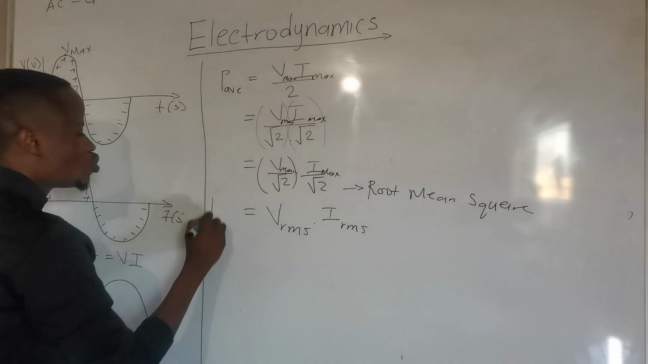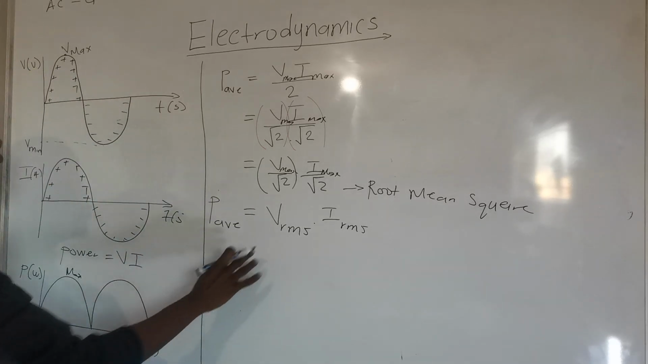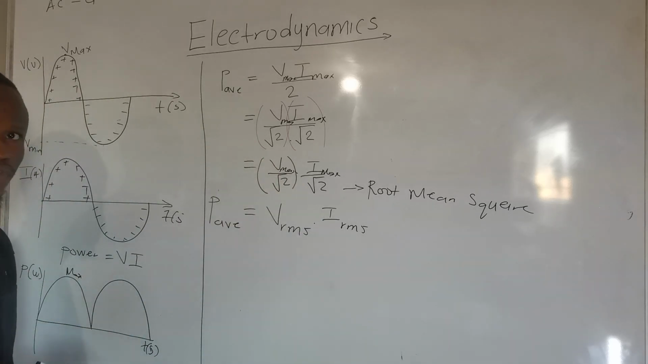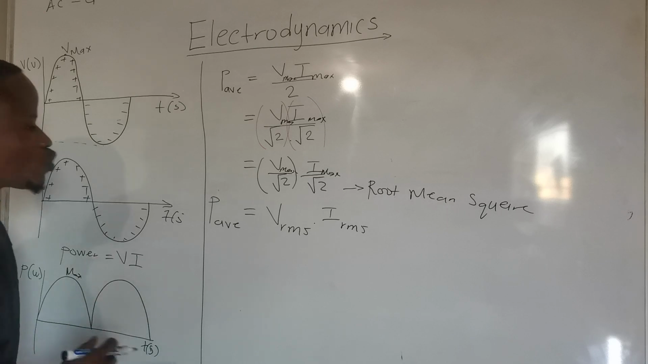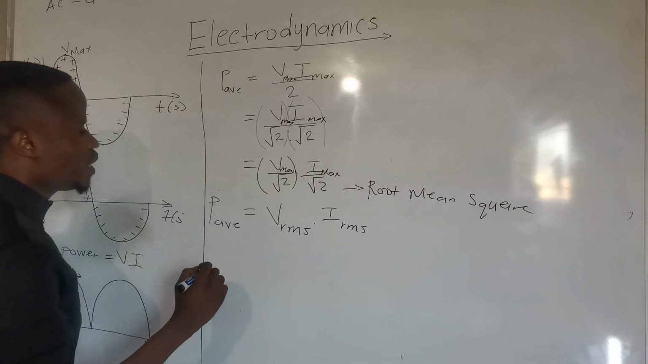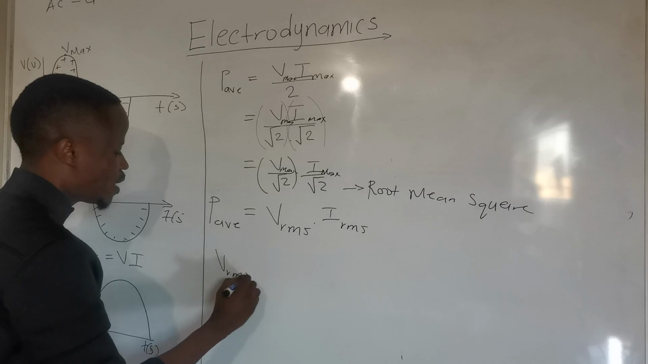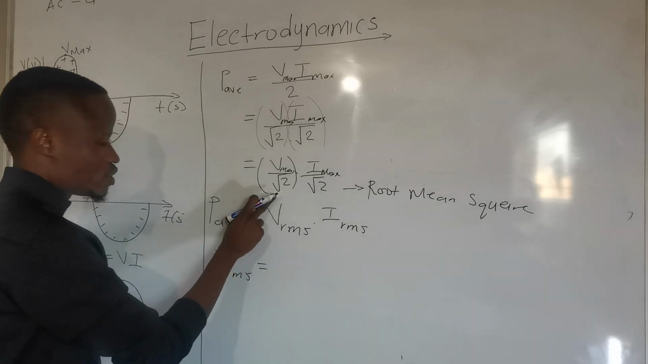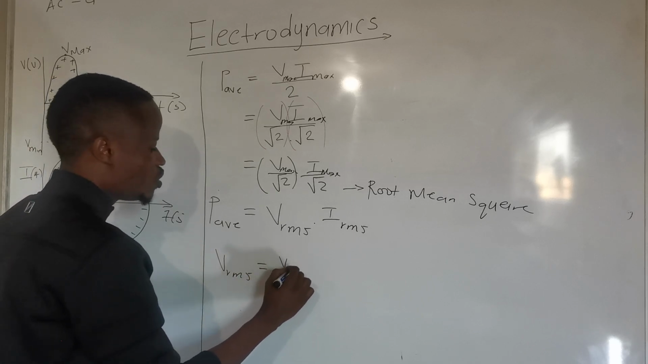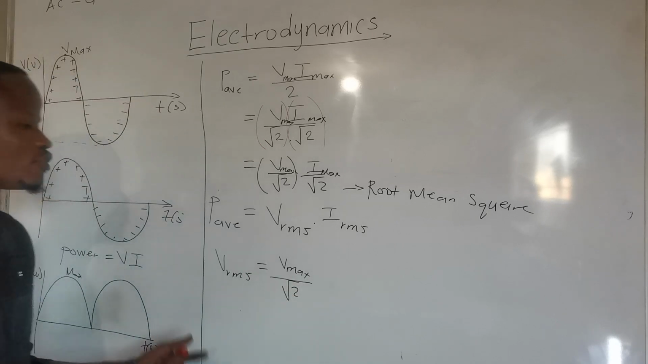So what do we notice here is that the average power is equal to VRMS multiplied by IRMS. So what do we know from here? It means that my VRMS is equal to Vmax divided by the square root of 2. That is a formula, guys.